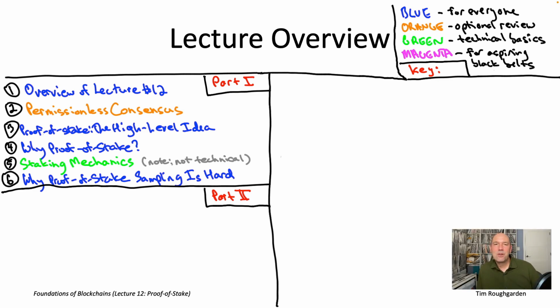I will kick off part 2 with a quite accessible video, just outlining a quick and dirty approach to approximating proof of stake random sampling, something known as weighted round robin.